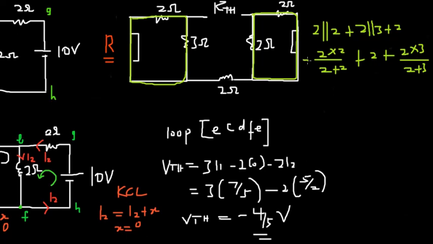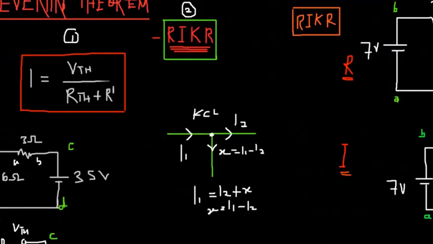So from here, when you do the calculation, we get a total resistance of something like 21 on 5. 21 on 5 ohms. That's our resistance. So now back to the equation again.